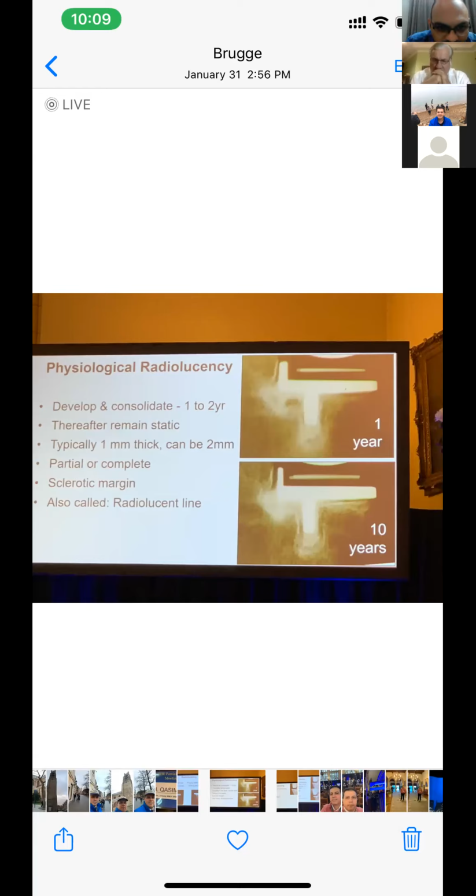This is more wonderful, and this is very, very obvious. The difference between one year and ten years, this is loosening, right, sir? Physiological reduction. Dr. Imad, the mic. Dr. Imad, can you hear me? Thank you. This is what I want to just comment. Thank you very much. Yes, this is physiological loosening.